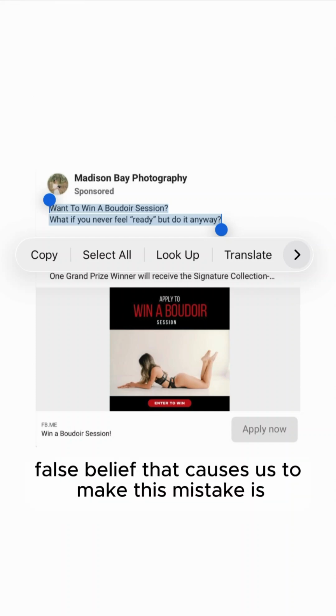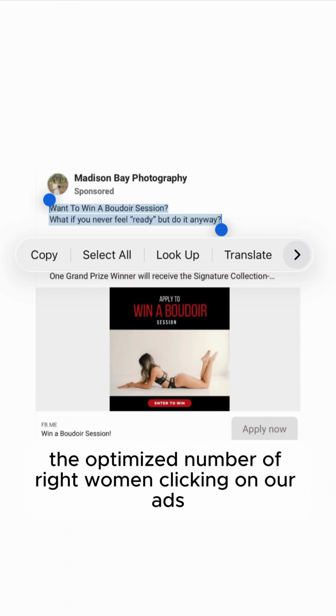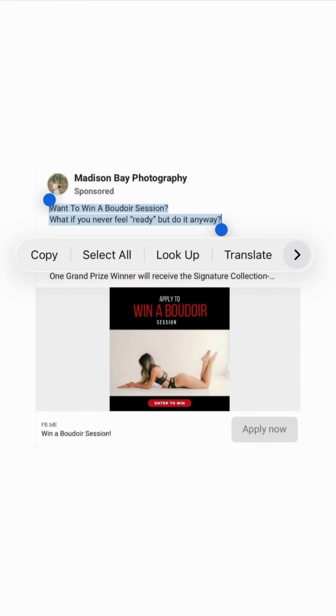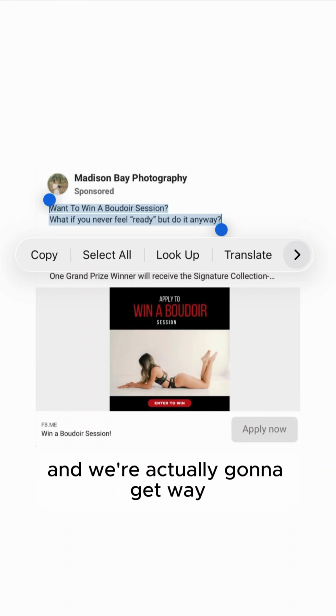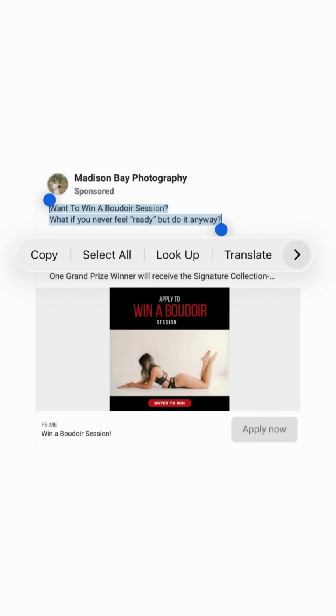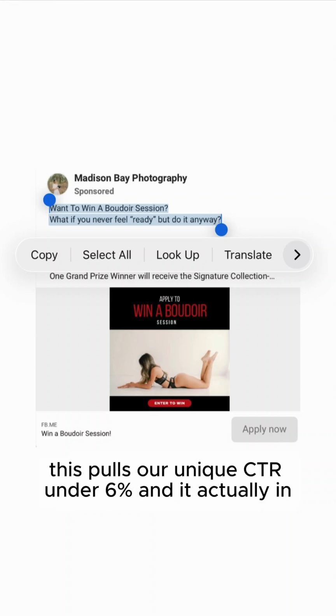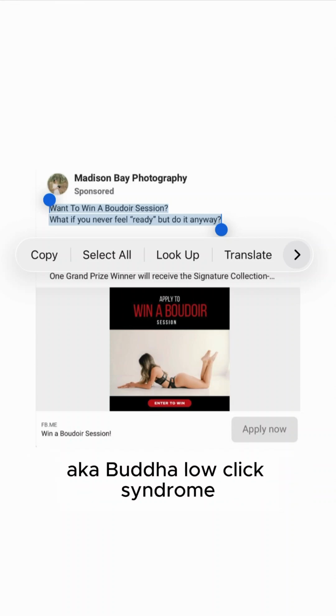The false belief that caused us to make this mistake is we believe we set enough context to get the optimized number of right women clicking on our ads. But in fact, we're lacking a ton of context here. And we're actually going to get way more women scrolling by our ads than necessary who could have been perfect if we had not made the lack of context mistake and who actually would have clicked in and had a chance to buy from us. As a result, this pulls our unique CTR under 6%, and it actually increases the probability that we have BLCS, aka Boudoir low click syndrome.